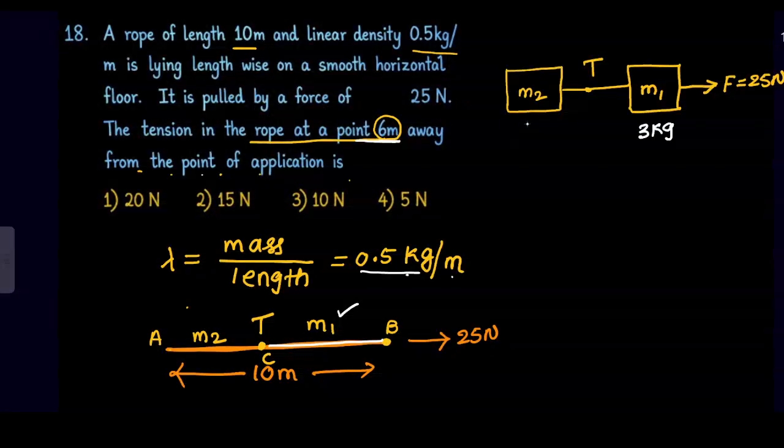So the M2 value: this AC length is how much? 4. 4 into 0.5, that is 2 kg. So instead of giving the mass directly, they gave the mass density like this. From that we need to find the mass. Now can you find the acceleration of the system?